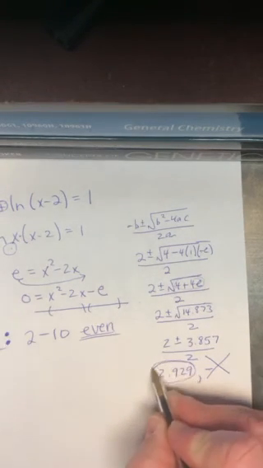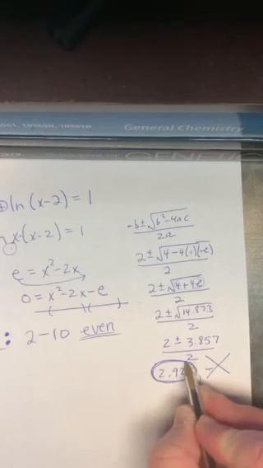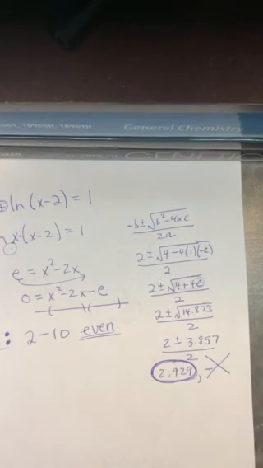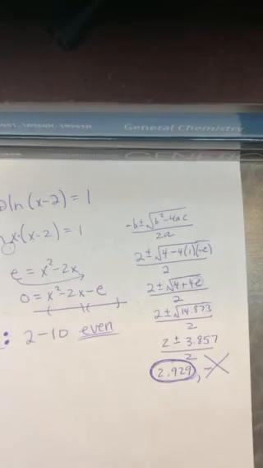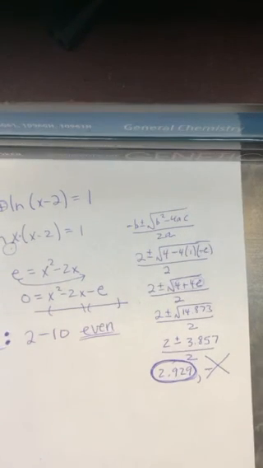So amazingly, wow, that's a good problem. 2.929 is our final answer. So if you got to work a little bit on number 10 on your homework, certainly things can get a little more complicated than we foresaw.